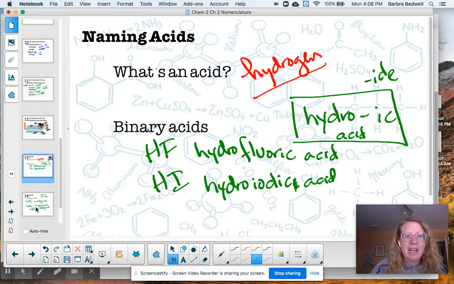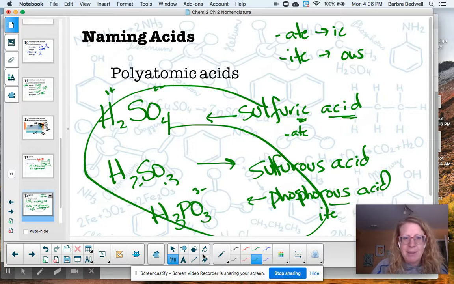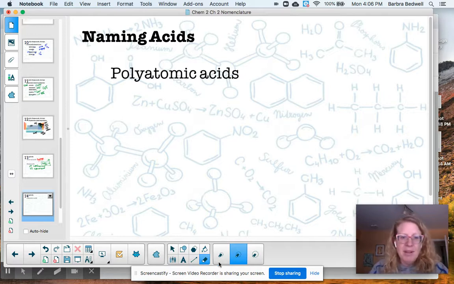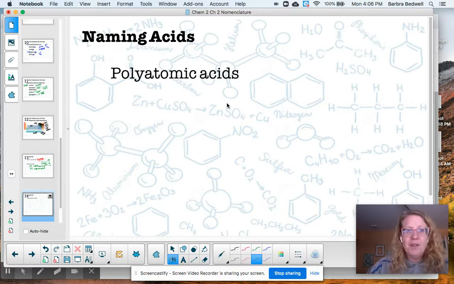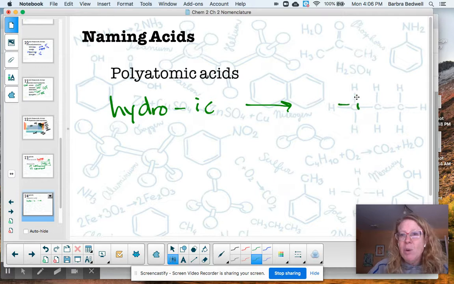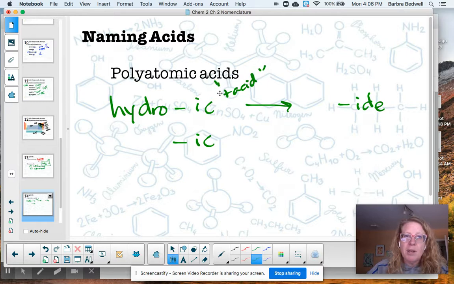So our endings, again, one last time, summarizing this up. If you see hydro and ick, that means the compound itself was IDE, binary. If you just see ick by itself and the word acid, every one of these over here would have acid. Every single one of those. Hydro, ick, acid, or just ick and acid. This means it's an ATE. This by itself without the hydro means it's polyatomic.